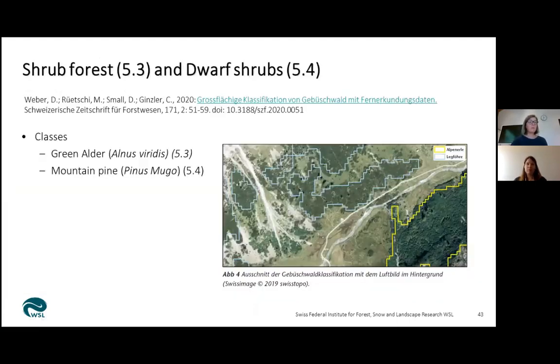Then the work from Marius Ricci and also Dominic Weber, who's here, on modelling shrub forest and dwarf shrubs was integrated into the project. They modelled, using random forest modelling, 2 classes of shrub forest, green alder forest and mountain pine forest, which belong to 2 different Delarze classes.